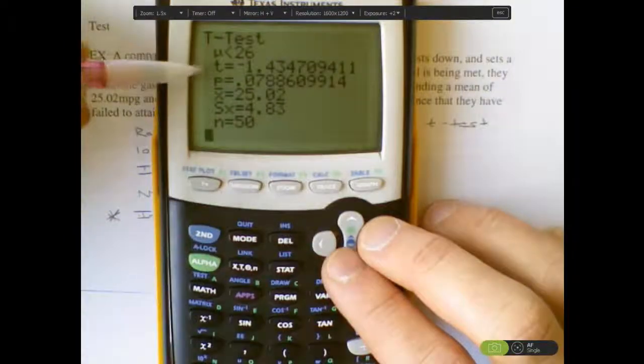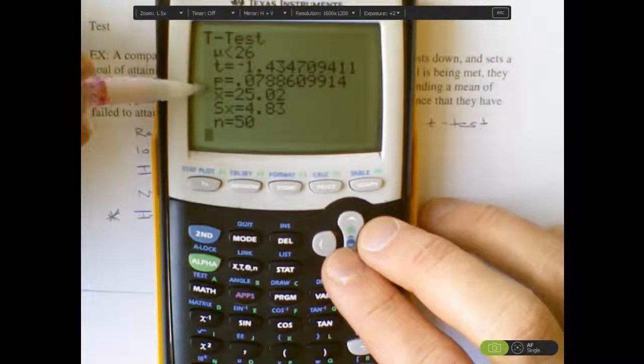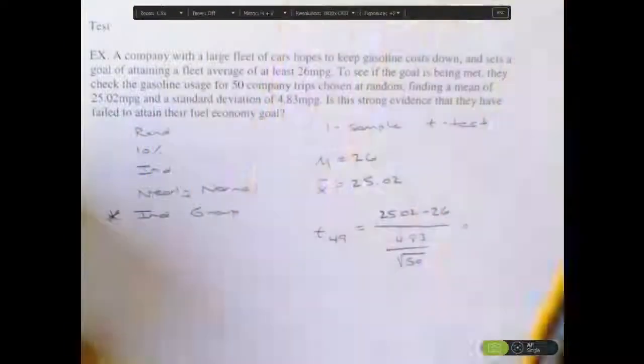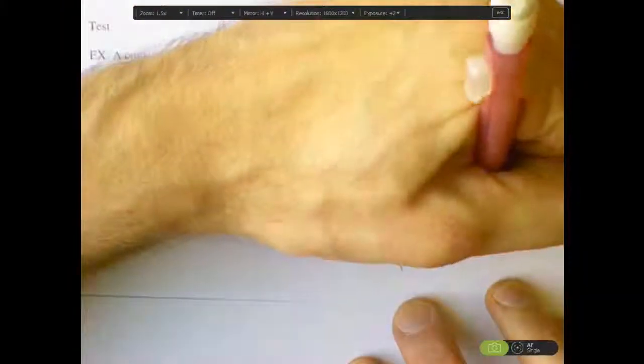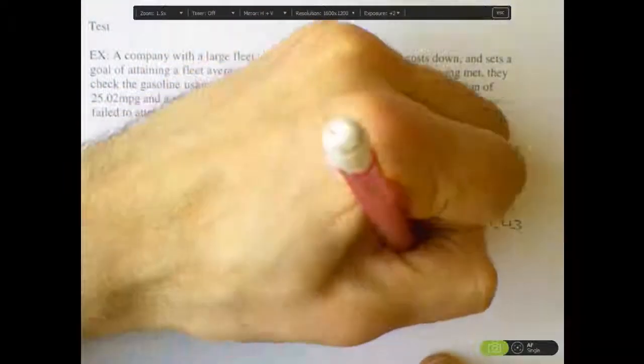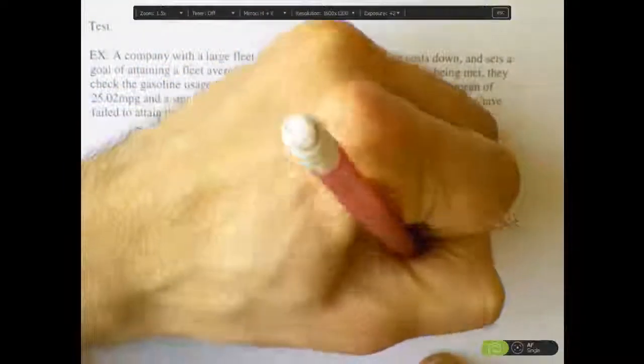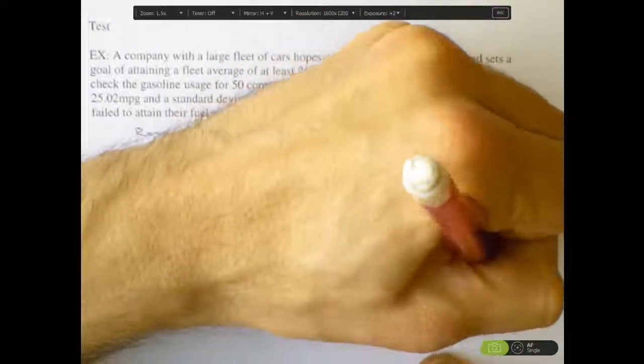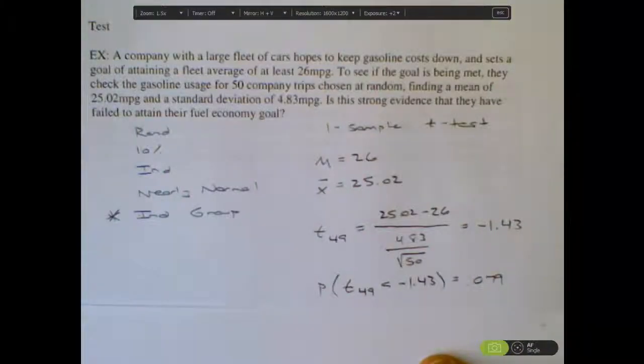I get a test statistic of negative 1.43 and a p-value of 0.079. So negative 1.43. The probability t sub 49 is less than that is 0.079. So my p-value is higher than 0.05. I'd fail to reject the null.